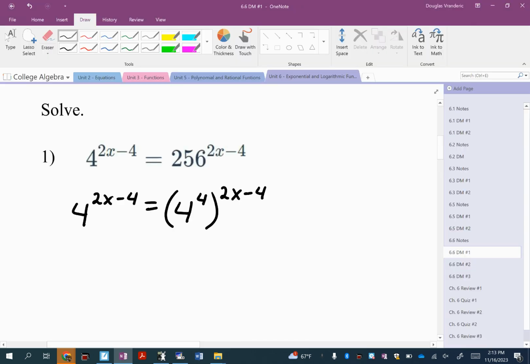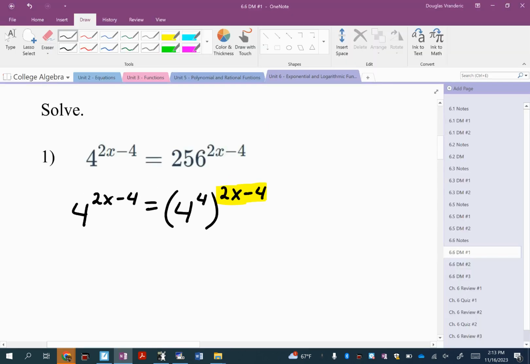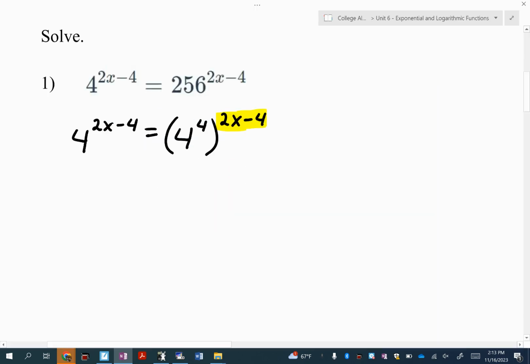Now, do you see this original power? We need to distribute my new power onto both of those. So we're going to be multiplying that 4 times 2x and minus 4. So what's 4 times 2x? 8x. And what's 4 times negative 4? Negative 16. This one I'm just going to keep writing down.